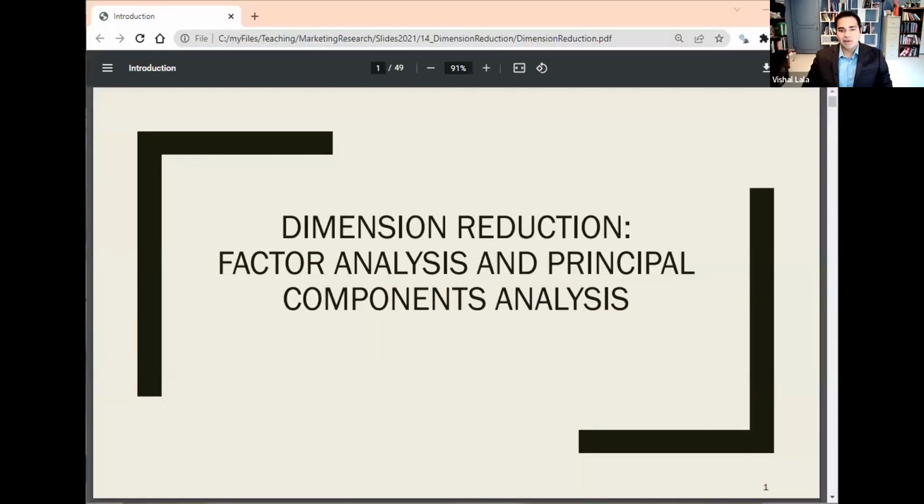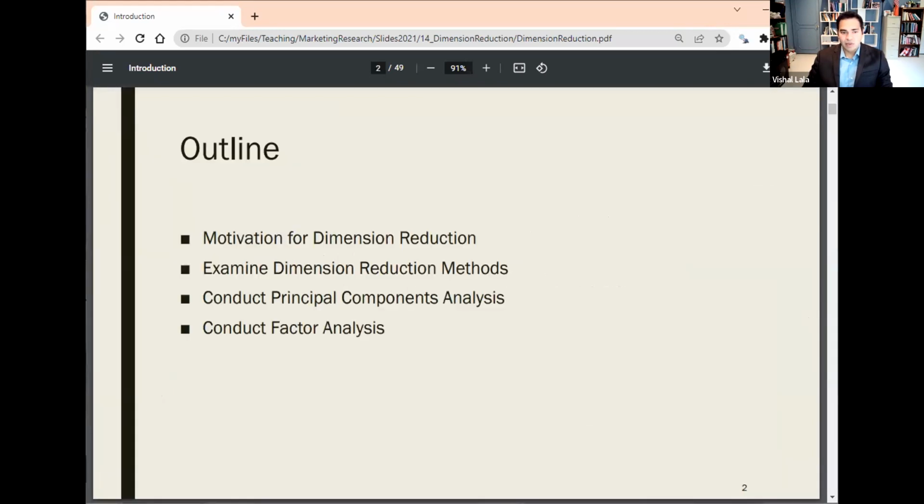The topic we're going to look at here today is designed to make big data more manageable by shrinking it into a fewer number of dimensions or factors. So let's get started. We're going to examine here the topic of dimension reduction using two techniques called factor analysis and principal components analysis. I'll refer to the latter as PCA. We're going to examine the motivation for this technique, examine the methods, conduct PCA, and then briefly conduct factor analysis also.